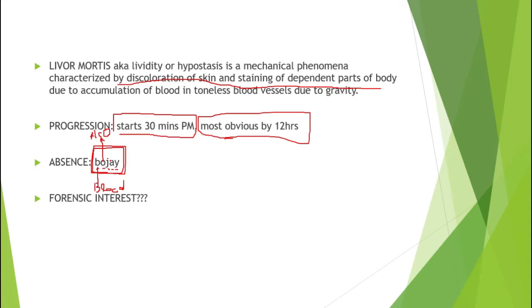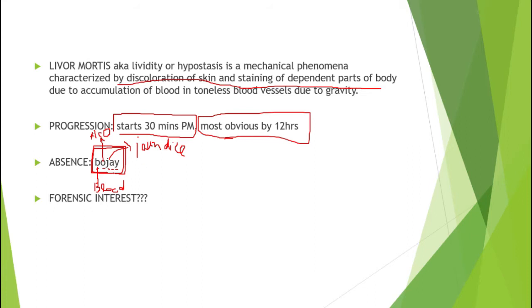J is for jaundiced patients. So a person dies and has jaundice, or even if a person has a very dark skin tone, the hypostasis will not be very obvious, or in some cases even absent. Actually, it will not be absent, but it will be masked. Rather, I should say, it will be masked by the dark tone of the skin due to jaundice or the normal skin color, which is dark.